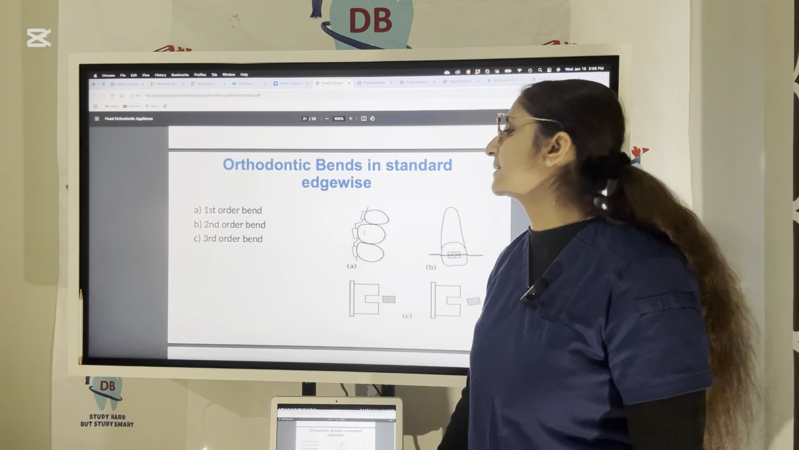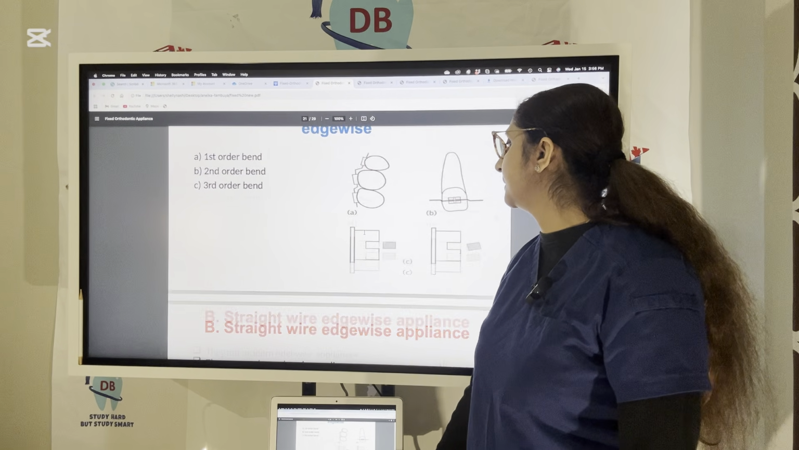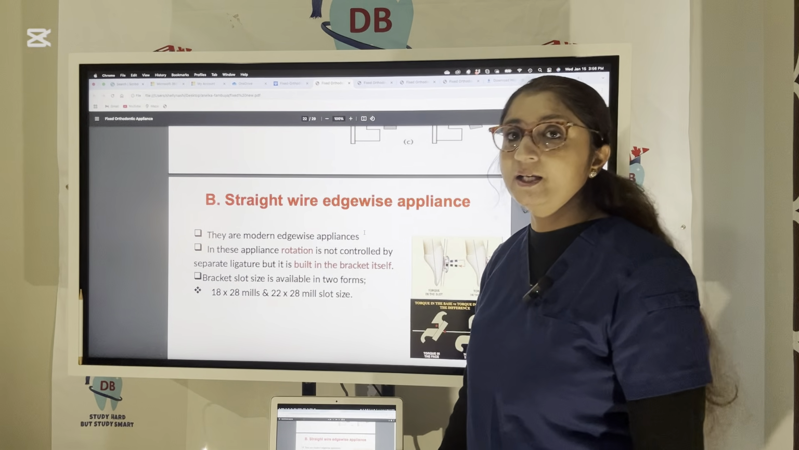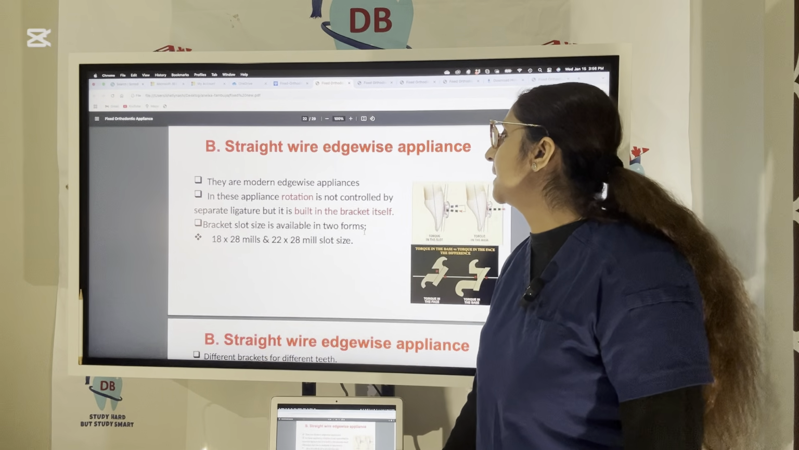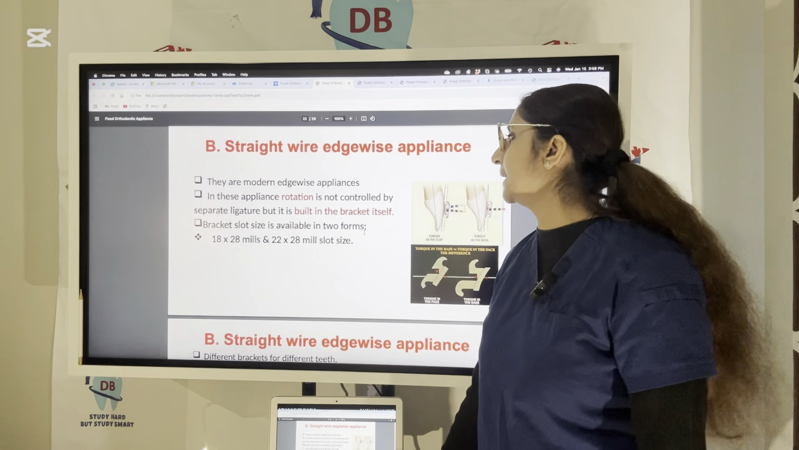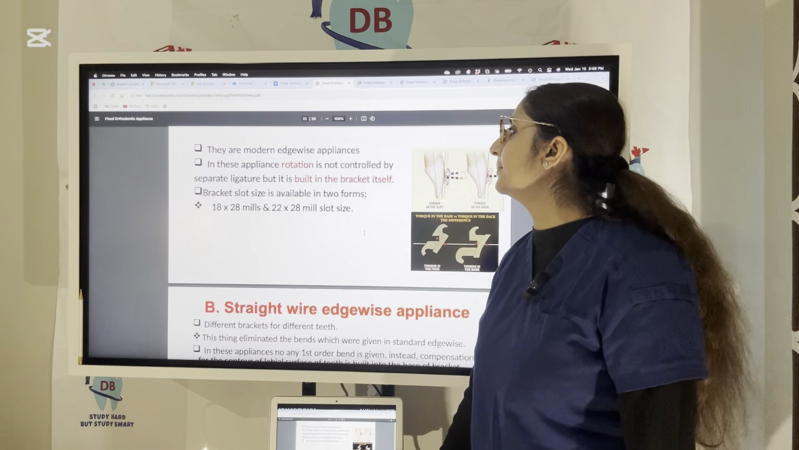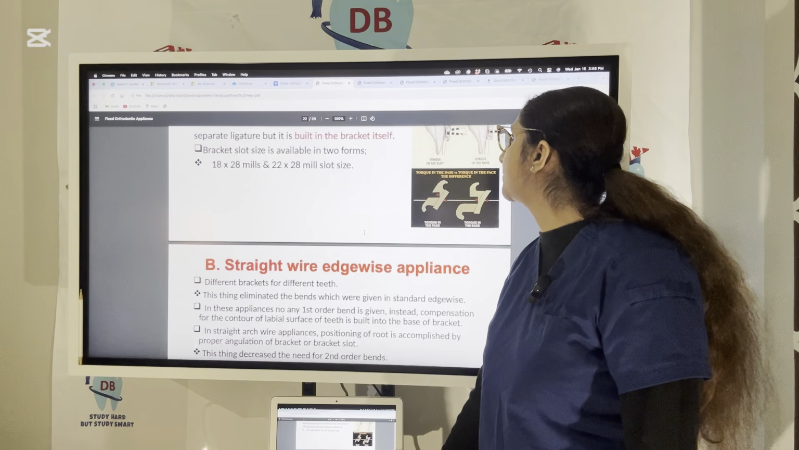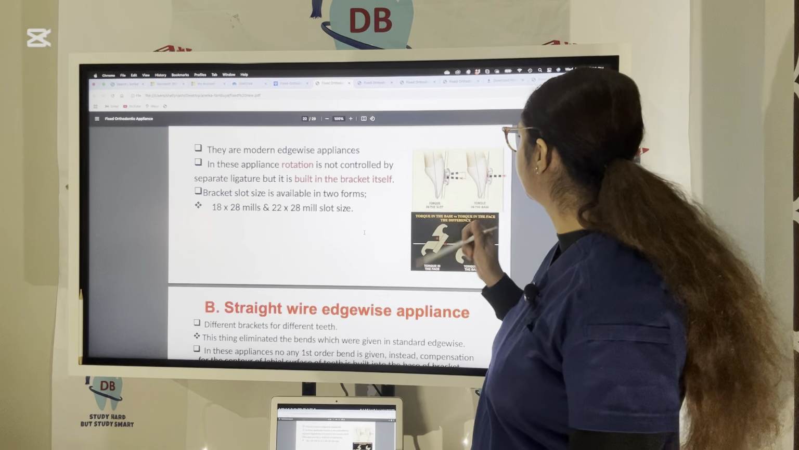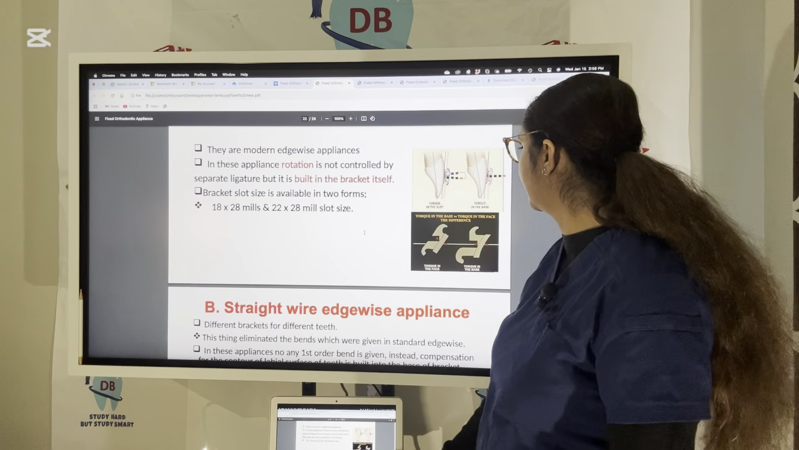Orthodontic bends that were given in the standard edgewise design, you had the first order bend, second order bend, third order bend. Now the straight wire edgewise appliances are actually the modern edgewise appliances. In these appliances, rotation is not controlled by a separate ligature, but it has a bracket prescription. It is built in the bracket itself. And the bracket slot is available in these 2 forms. If you look at the picture here, you can see this bracket design, torque in the slot, and this bracket design, torque in the base.